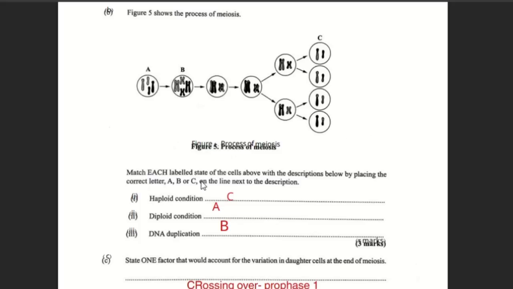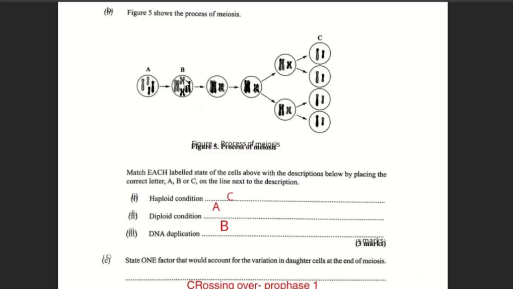So it says match the labeled state of the cells with the description by placing the correct letter A, B, or C on the line. If you're completely clueless, you need to remember that the end result of meiosis is four haploid daughter cells. You see the four haploid daughter cells at the end of meiosis right here. So when we say haploid, we know that C goes here immediately. And then the starting point, we started off diploid, and that's A.